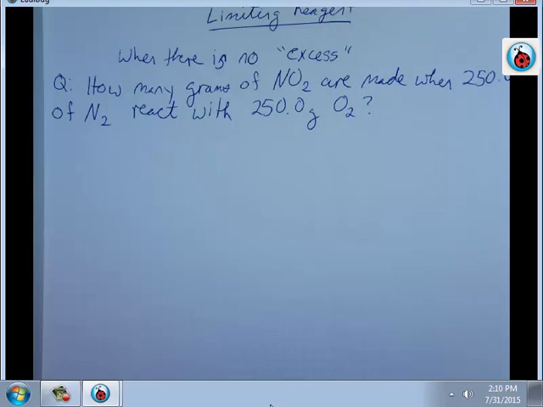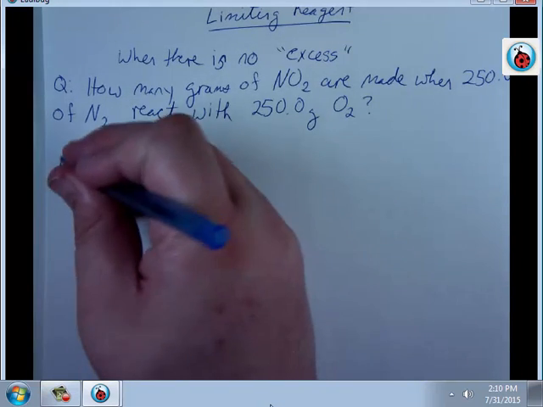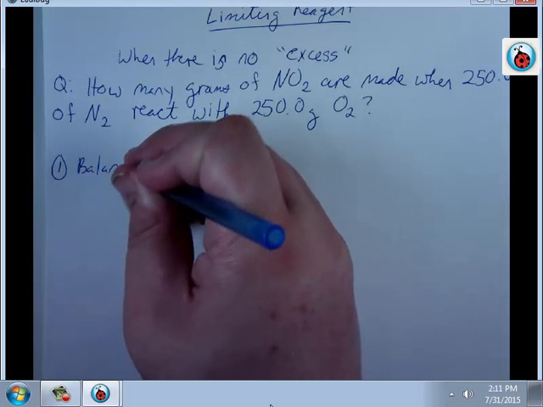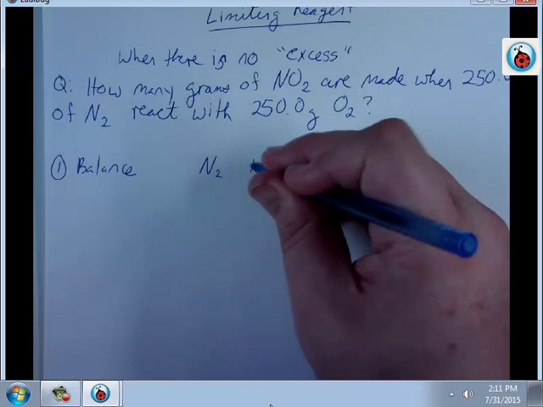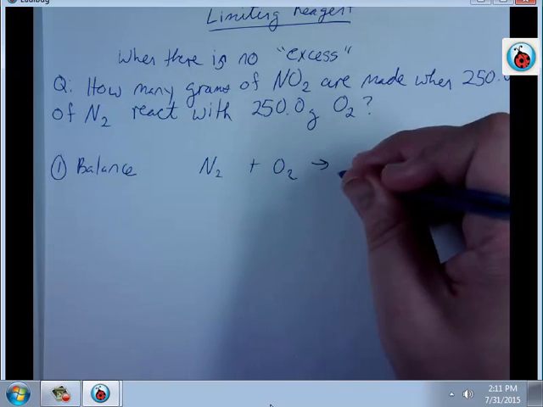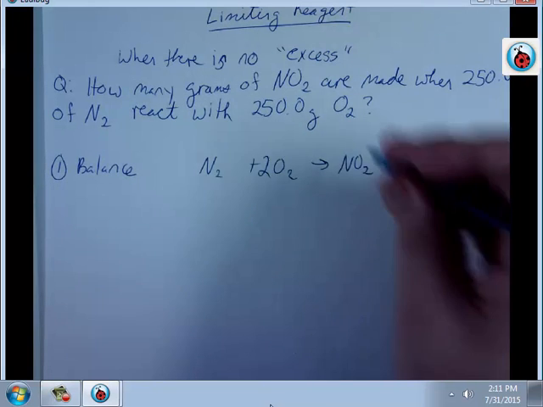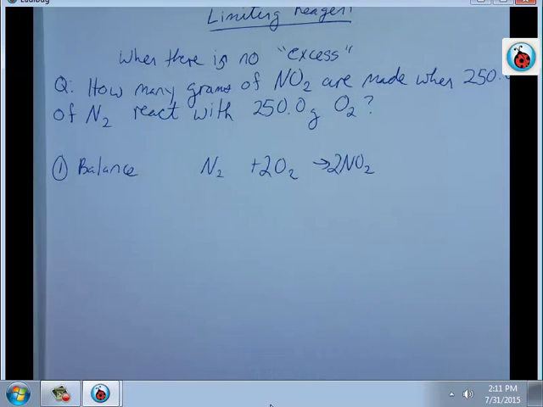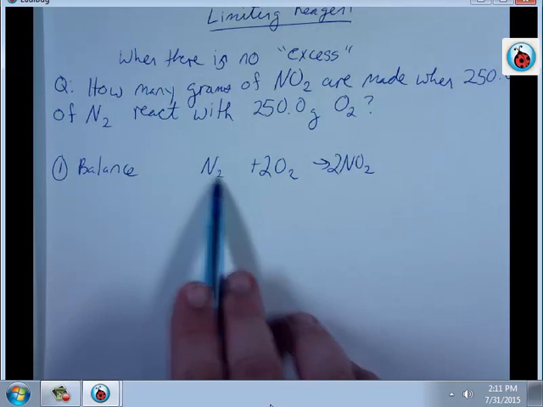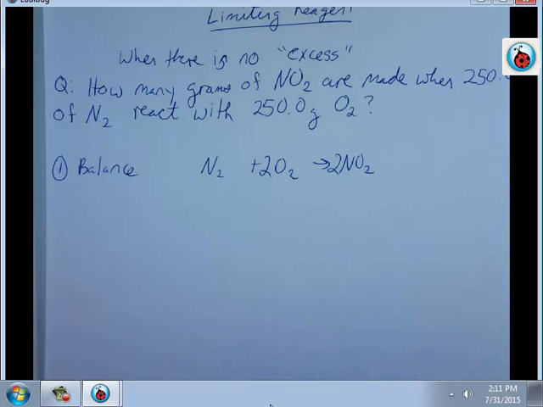And if you remember from the previous video, we have a process of how we do stoichiometry. All that's really to these limiting reagent ones is that you do that process twice. So I'm going to show you what I mean. Remember, first, balance. So it's N2 plus O2 makes NO2. And to balance it, we just put the 2 in front of the O2 and the 2 in front of NO2. 2 N's, 2 N's, 4 O's, 4 O's.